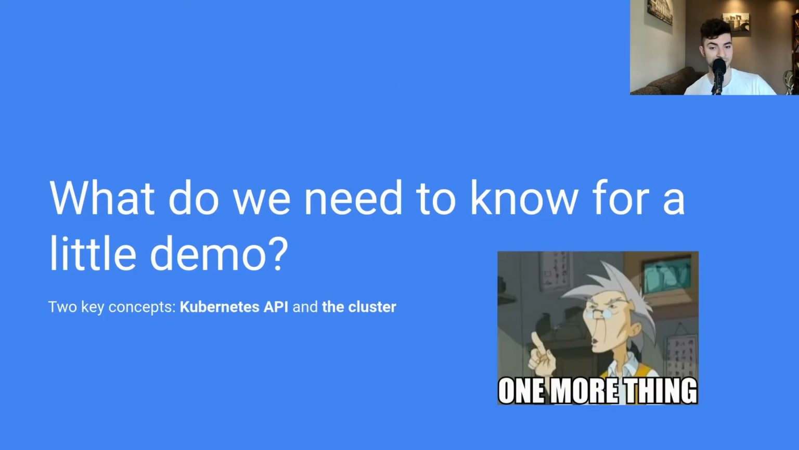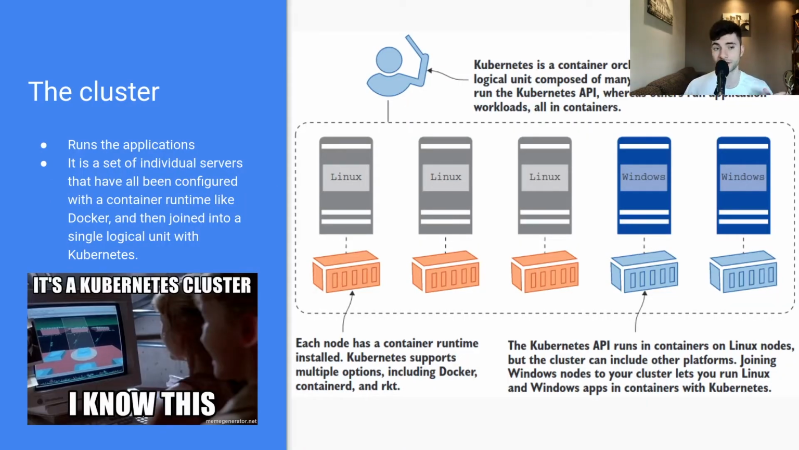So next up, what can we do for a little demo? Well, I would say that we still need to familiarize ourselves with two key concepts here regarding Kubernetes. The Kubernetes API and the Kubernetes cluster. So let's start with the Kubernetes cluster. The cluster essentially runs the applications. It's comprised of a bunch of servers called nodes that have a container runtime, most often Docker, and using the Kubernetes software, they are basically joined onto a single logical unit called the Kubernetes cluster.